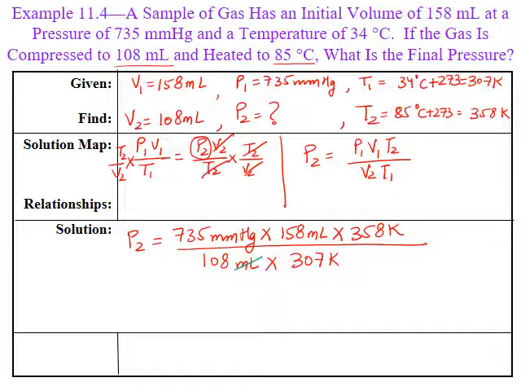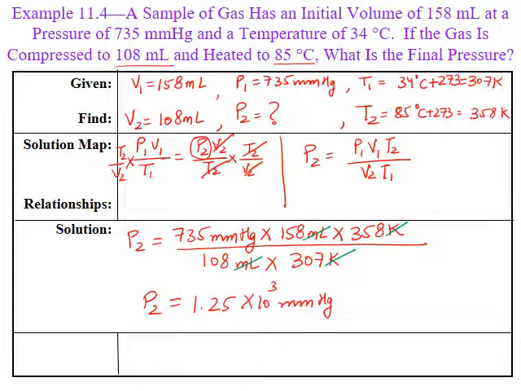This would make mL and mL cancelled, Kelvin and Kelvin cancelled. I am left with mm of Hg, which is a unit for pressure. So that is good. If you plug this into the calculator, it would give you P2 as 1.25 times 10 raised to power 3 mm of Hg.